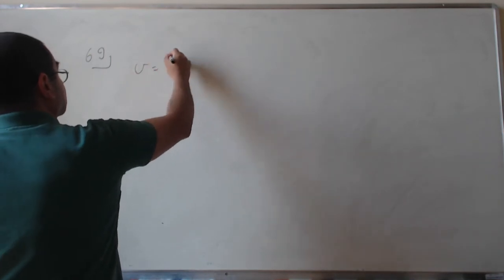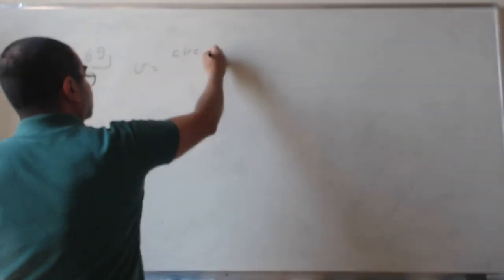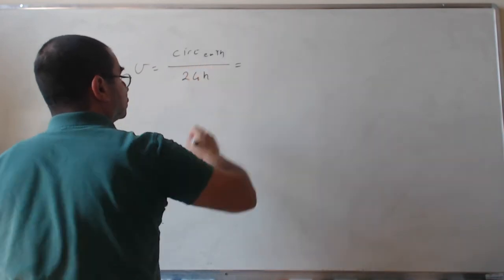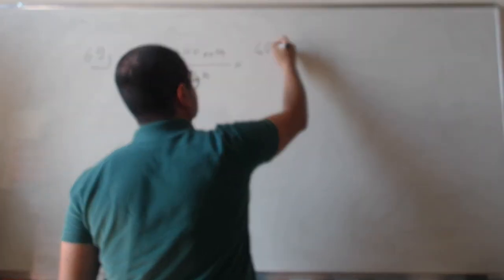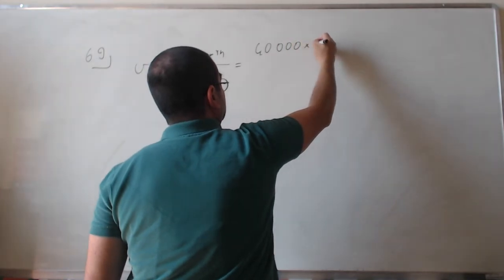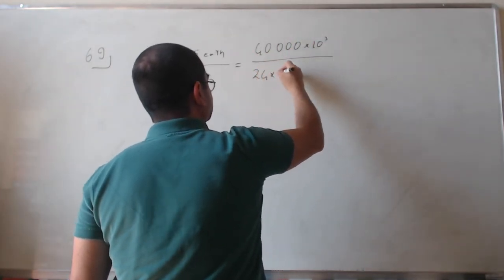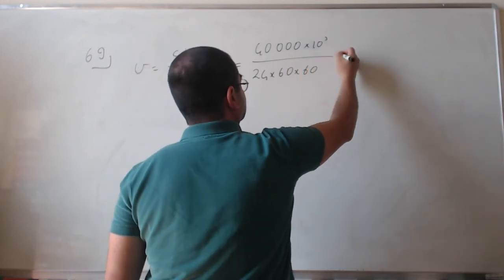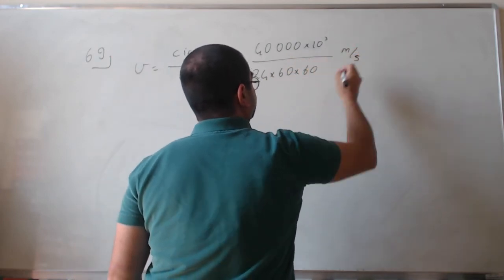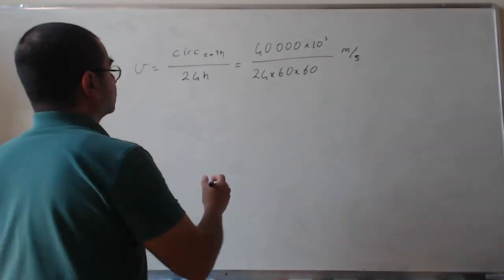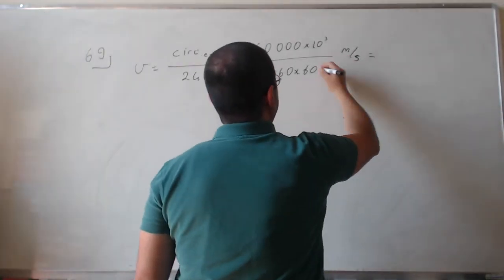Well, that will be the circumference of Earth divided by 24 hours. Right, so the circumference of Earth is 40,000 kilometers divided by 24 times 60 times 60. So this is in meters per second. Right. So can we simplify this a little bit? I guess so.